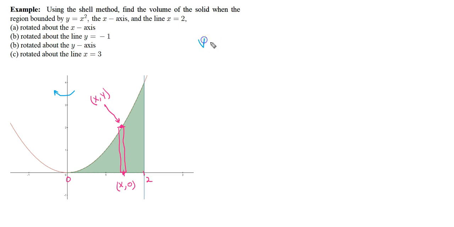So let's write this out as volume is going to be, by the shell method, 2 pi. Now we need the radius of our shell. Okay, so the radius is going to be this distance, and that's just x. You see that's x right there on the x-axis. Now the height of the shell is this distance. So this point right here is x comma y, so that's y right there on the y-axis, and so that's going to be your exact height of your shell.